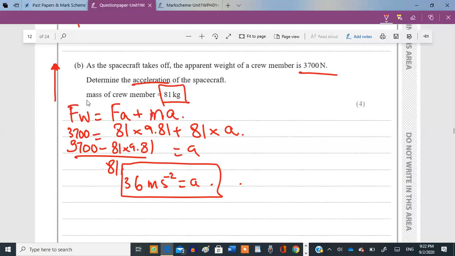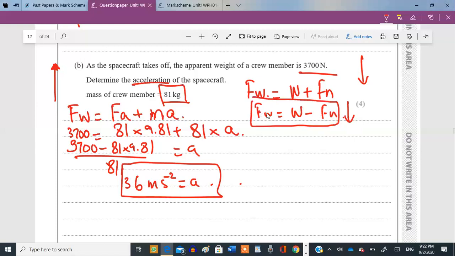So when the object is moving up, apparent weight equals the actual weight plus the net force. Whereas if the object was coming down, then the apparent weight would have been the actual weight minus the net force. Get it?